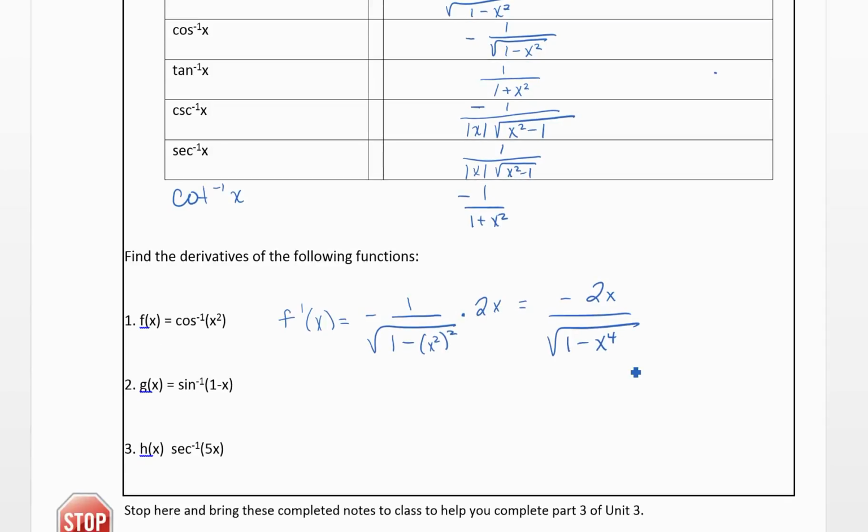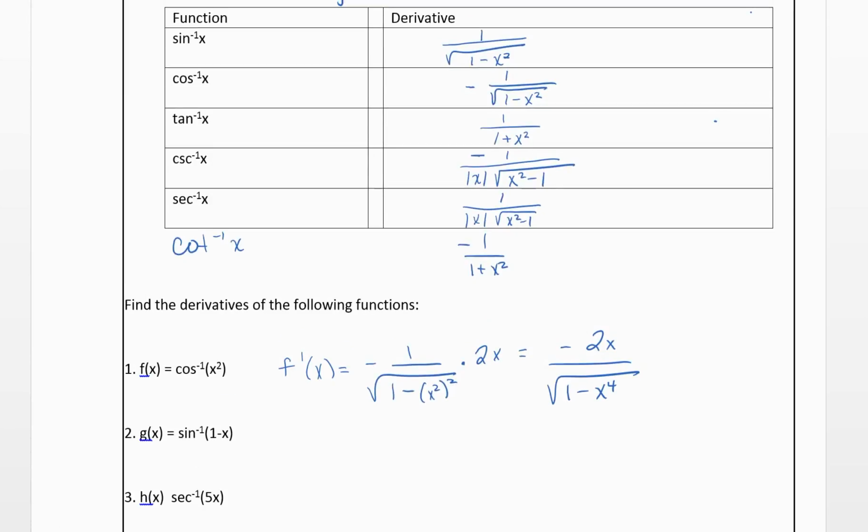Okay, so if we want the derivative of sine inverse of 1 minus x, the first thing we're going to do is plug 1 minus x into the derivative for sine inverse. So that would give us 1 over the square root of 1 minus x squared. Now we need to multiply by the derivative of 1 minus x, which is just negative 1, so we can just multiply by a negative.